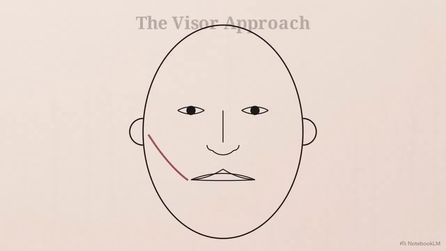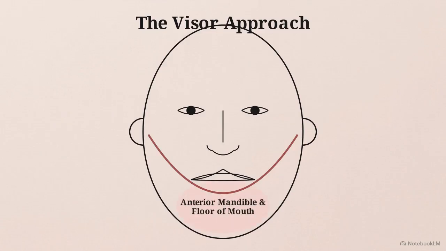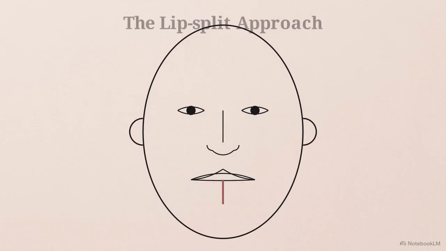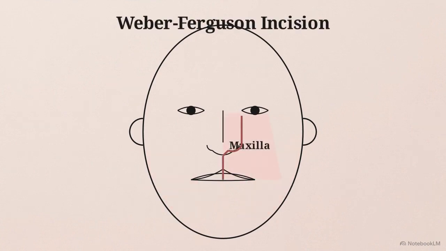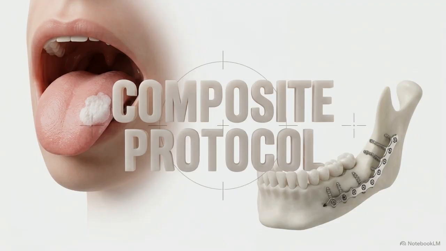The visor approach provides exposure to the anterior mandible and floor of the mouth. The lip split approach opens access to the lateral mandible and buccal mucosa, while the Weber-Ferguson incision exposes the maxilla. Advanced disease often requires a composite en-bloc resection, known as the commando procedure.